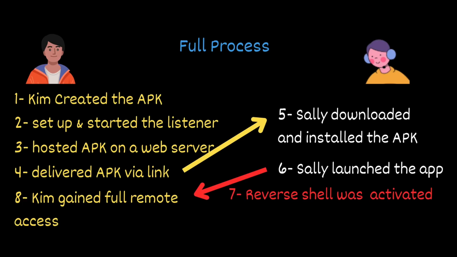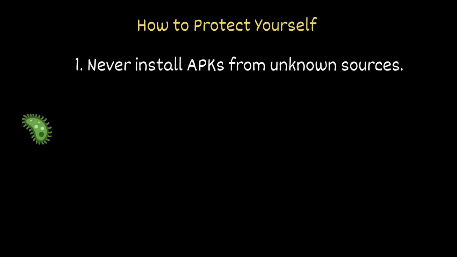Attacks like the one we just simulated are real, and they happen more often than you think. But the good news is, with a few simple precautions, you can stay safe. Never install APK files from unknown sources. If someone sends you an app outside the official Google Play Store, think twice. Most malicious apps are disguised as games, tools, or updates, and are shared through links, QR codes, or sketchy websites.